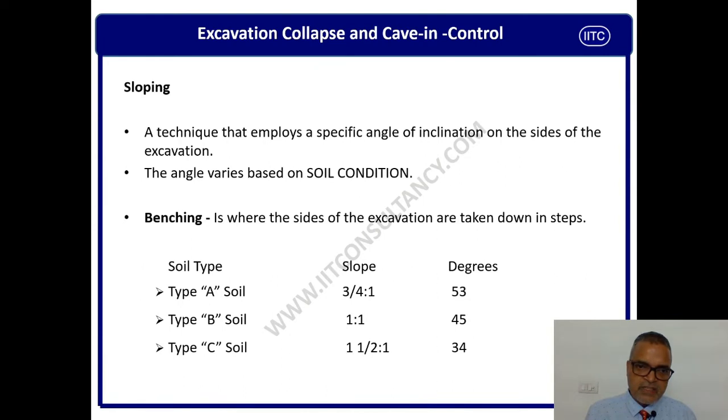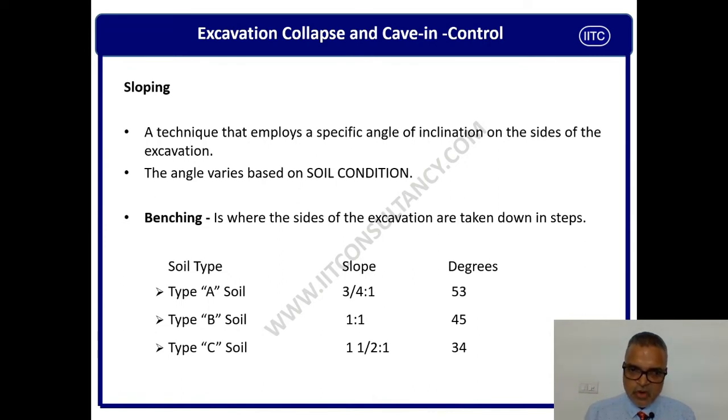Benching is where the sides of excavations are taken down in steps. We will have various steps, step 1, step 2, step 3, so that we can go to the bottommost. This is the benching. This also depends on the type of the soil. Now we will see that there are type A soil, type B soil, type C soil. For slope and the degree, you can understand tentatively.